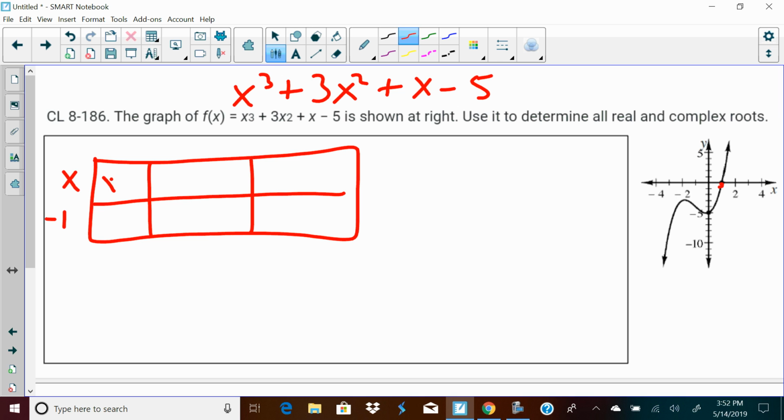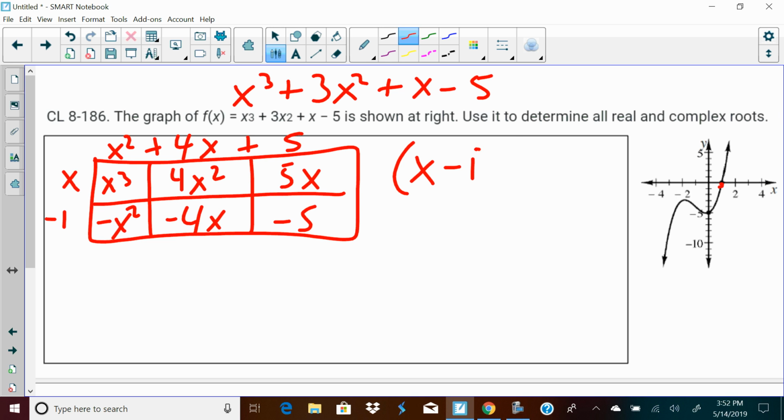So x cubed will go here, so x squared, negative x squared. To get 3, I need to do 4x squared. It's going to be 4x, negative 4x. This will be 5x, 5, so negative 5. So right now I have x minus 1 times x squared plus 4x plus 5.